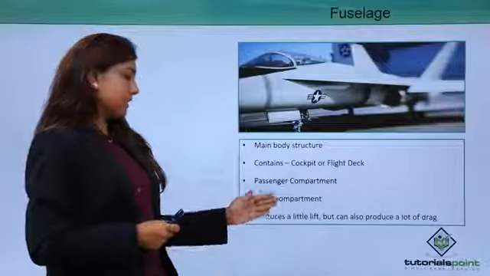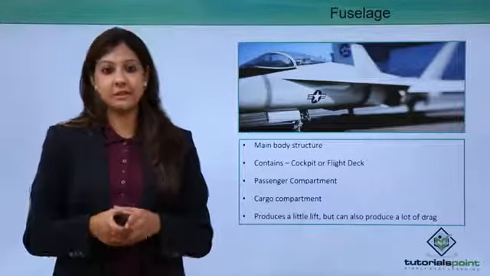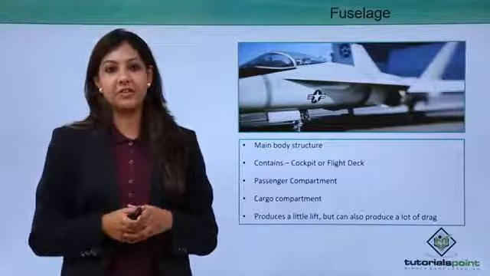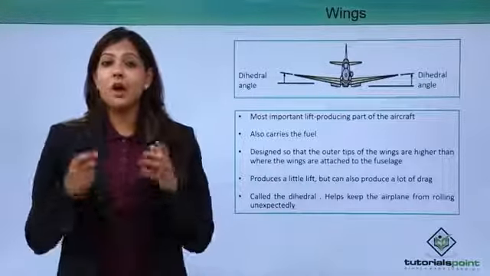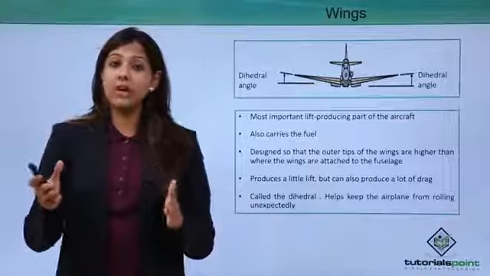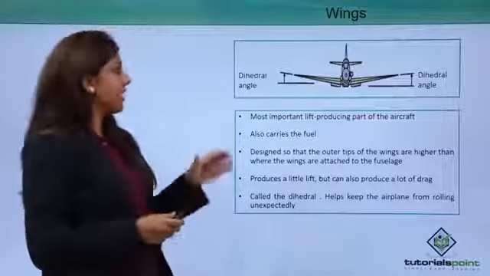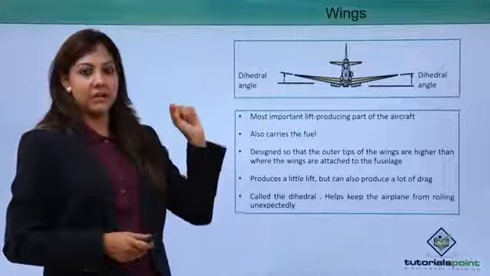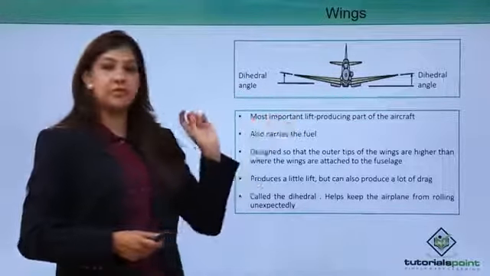Well, the fuselage produces a little lift, but it can also produce a lot of drag, and that is why the fuselage is a very, very essential part of the aircraft. Well, next we're going to talk about wings of the aircraft. Wings is the most important part of the aircraft because this actually helps the aircraft in the yawing movement or moving a little on the left or the right side of the aircraft. We have the dihedral angle, as well as the other part, the left and the right. It is the most important lift producing part of the aircraft.